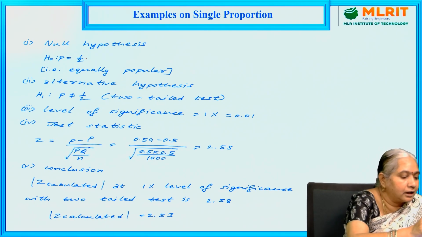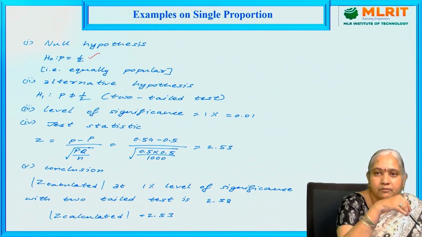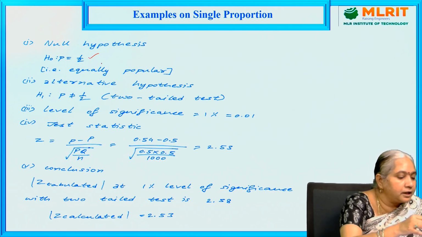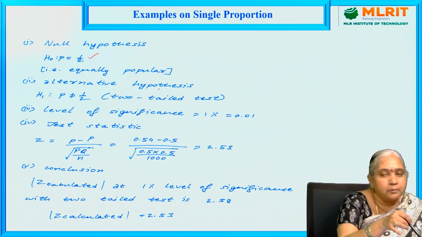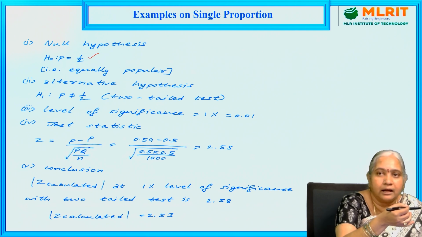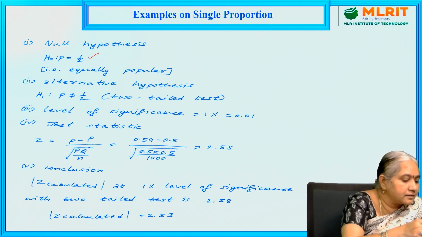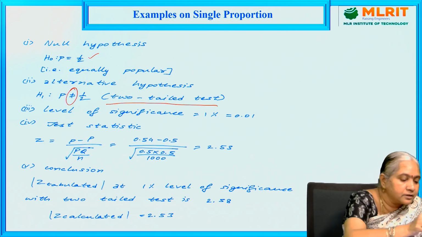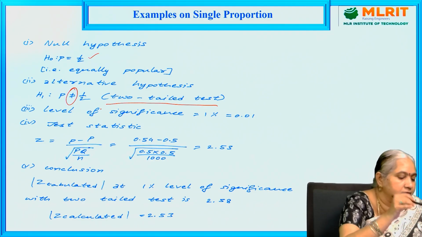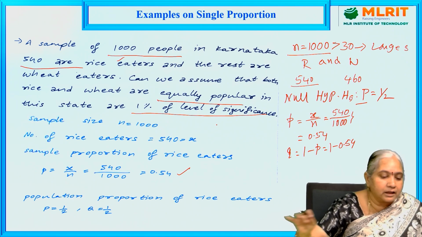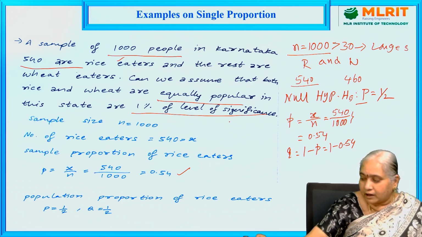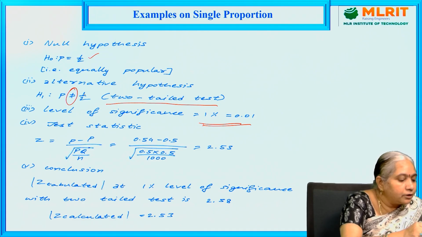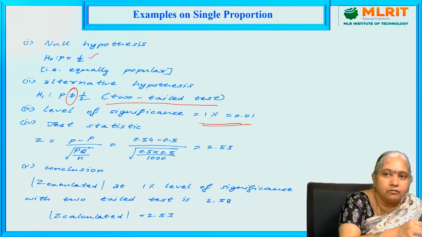Now we define the null hypothesis, that both rice and wheat eaters are equally popular or equally proportioned. So that's why H0 is P equal to 1 by 2. And the alternative hypothesis we can define in any of 3 ways. That is H1: P not equal to 1 by 2. Not equal means two-tail test. This is the alternative hypothesis. And the level of significance is already given in the question, 1% level of significance. So at 1% level of significance, the alternative hypothesis is P not equal to 1 by 2.